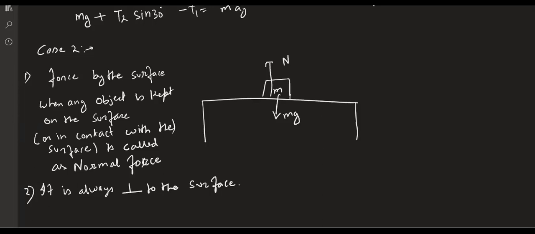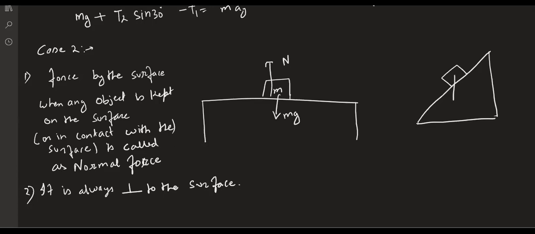Got it, everyone? Tell me, got this? Right? But consider this case. Suppose we have a wedge. This is your wedge. An object is kept like this. Now tell me, how many forces do we have here? Ignore friction. How many forces do we have here? Two only. Yes, very good.